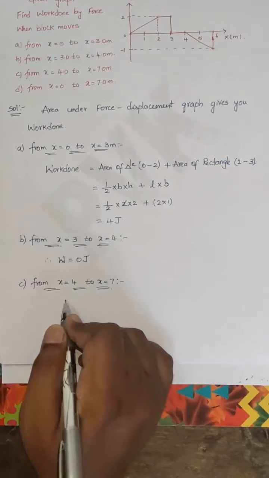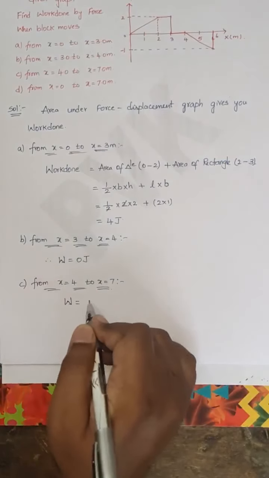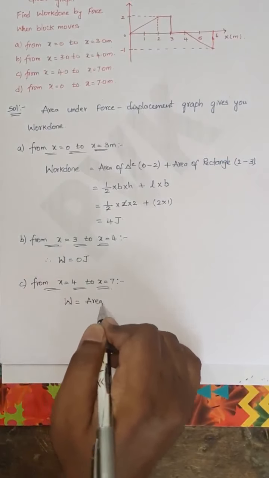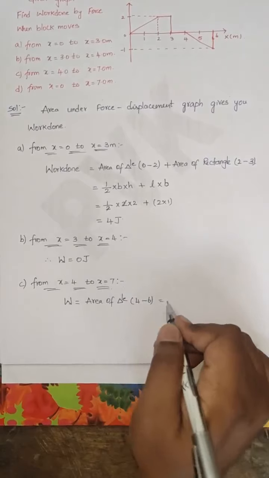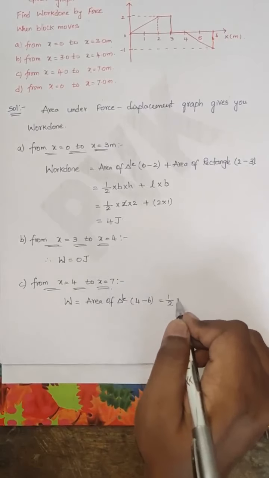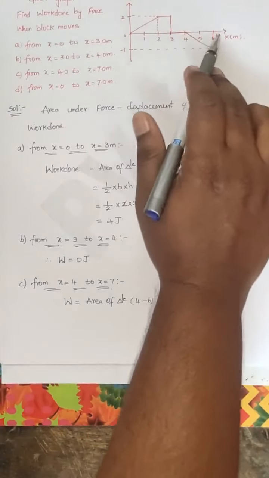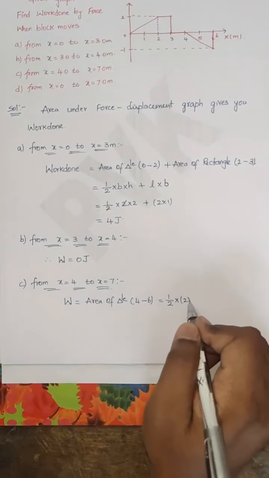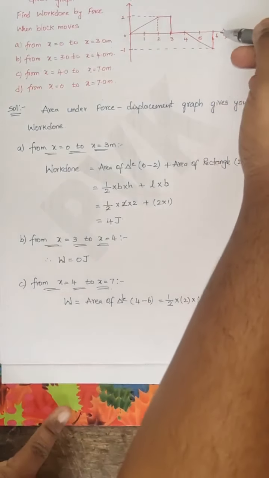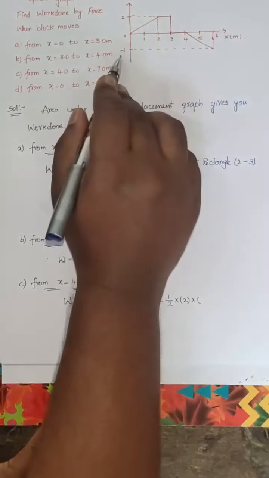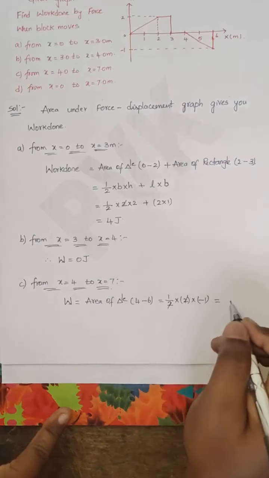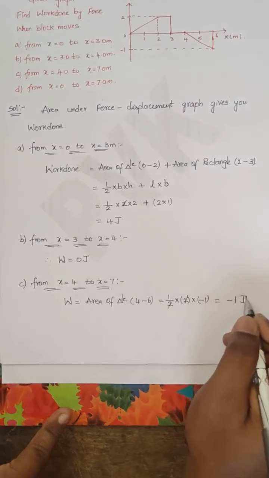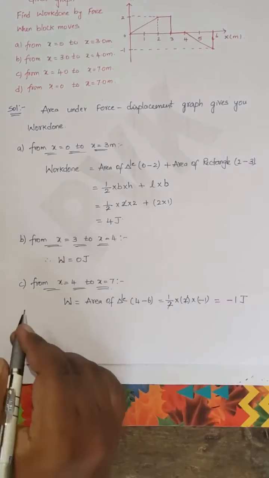So work done is equal to the area of the triangle from 4 to 6. If I substitute here: half into base. What is the base? 4 to 6, that is 2, into height. The triangle is below the x-axis, so it is -1. So 2 and 2 get cancelled. It will give you -1 joule. So the work is negative over here.